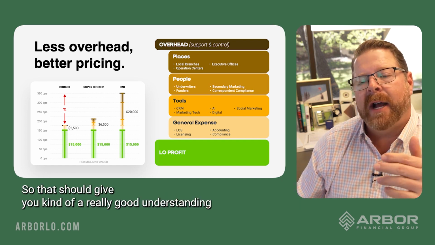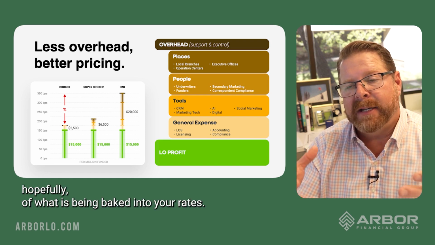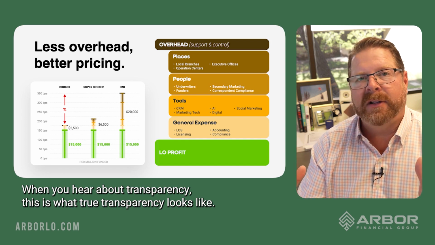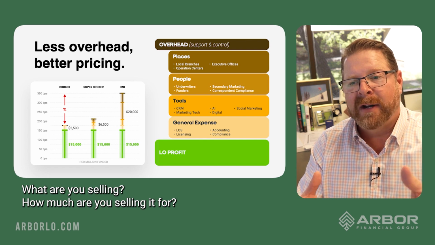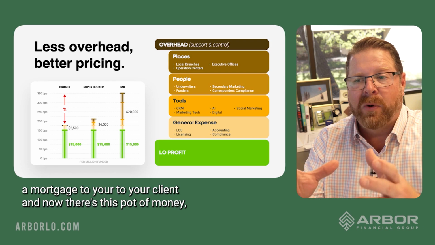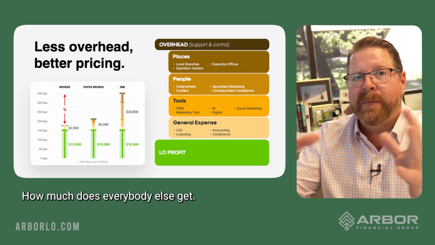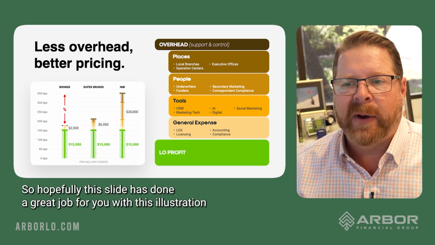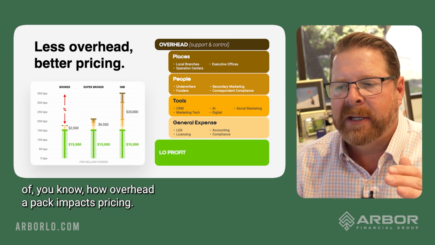So that should give you a really good understanding of what is being baked into your rates. When you hear about transparency, this is what true transparency looks like. It's understanding what you are selling and how much you are selling it for. In that total pot of money from the mortgage you've sold to your client, how much do you get? How much does everybody else get? And does that make sense to you? Okay, great. Hopefully this slide has done a great job illustrating how overhead impacts pricing. But you know what?